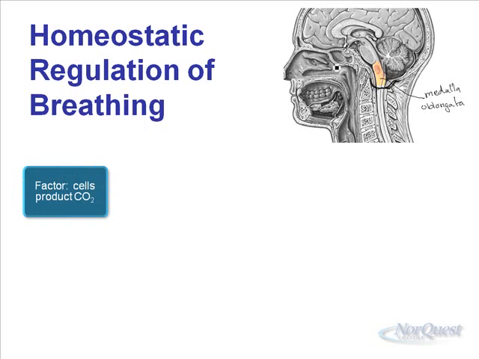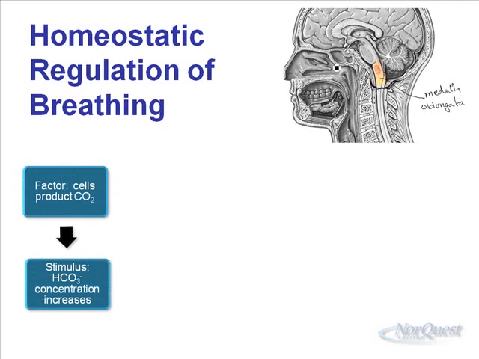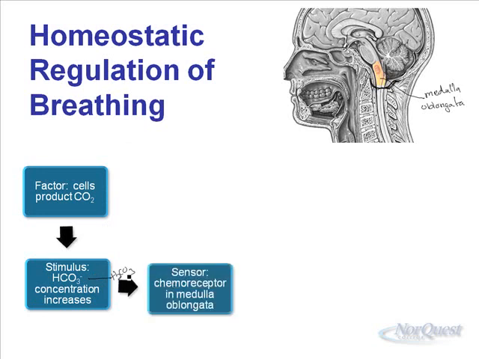So in terms of homeostasis, here's kind of the way it would look. Cells are producing carbon dioxide all the time because of cellular respiration. This increases the concentration of bicarbonate ions in our blood, and it also increases the carbonic acid concentrations as well. As more CO2 dissolves in our blood, fewer of them turn into bicarbonate ions.